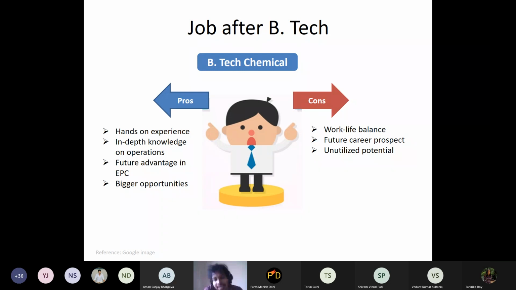But having said that, there are some points I would like to highlight. One is the work-life balance. Generally, in the initial phase of your career, plant experience is not a 9 to 5 thing. It's shift-wise. That is one of the areas you may or may not like. I am just giving you pointers for your consideration.